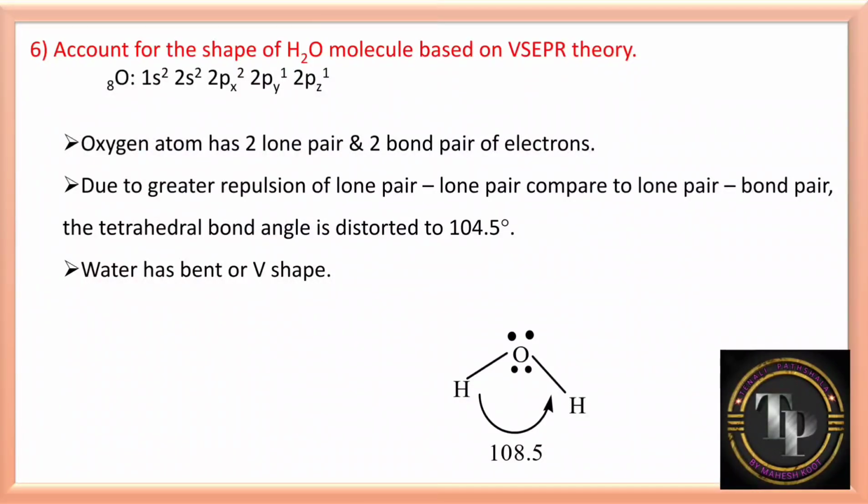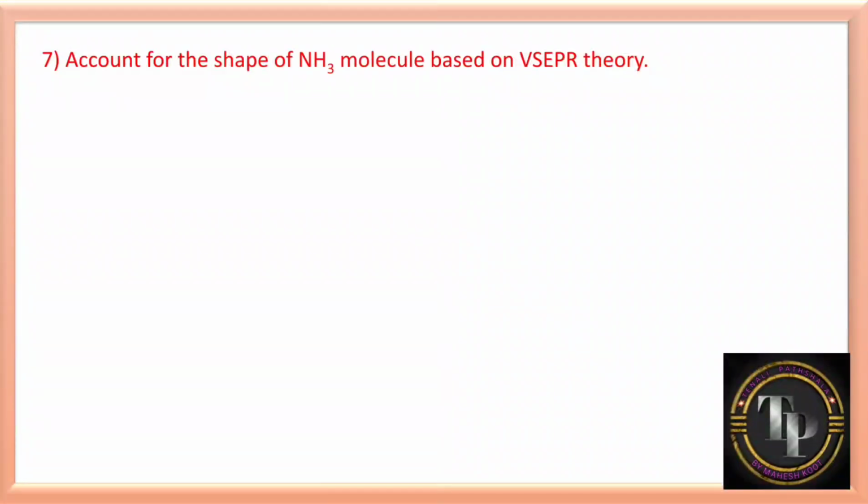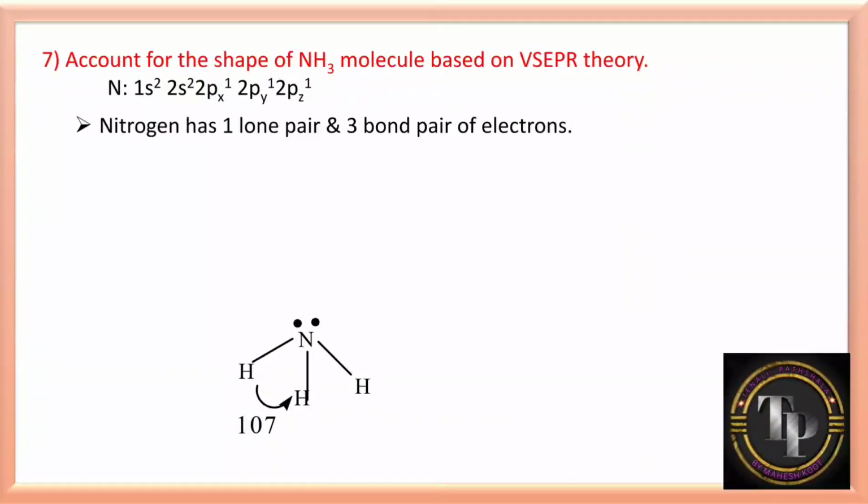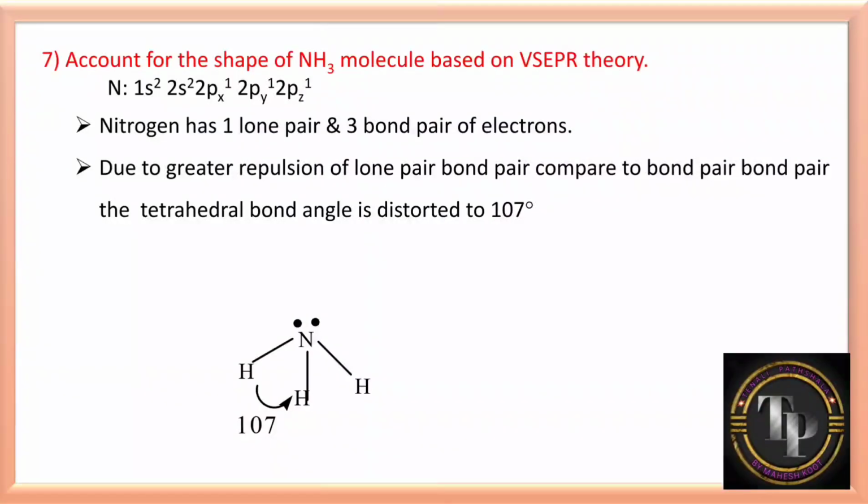I hope you followed, guys. Talking about question number 7. Account for the shape of the ammonia molecule based on VSEPR theory. Again, we have to write like that. Atomic number, electronic configuration. Nitrogen has one lone pair and 3 bond pairs. Already we have discussed this. Due to greater repulsion of lone pair, bond pair compared to bond pair, the tetrahedral bond angle is again distorted. Instead of 109 degrees, it becomes 107 degrees. See the picture, guys.